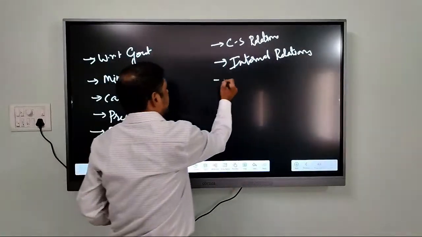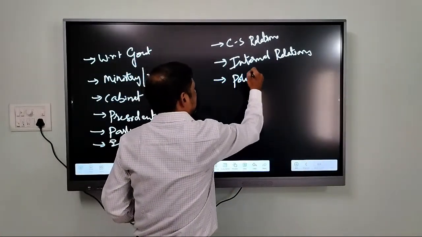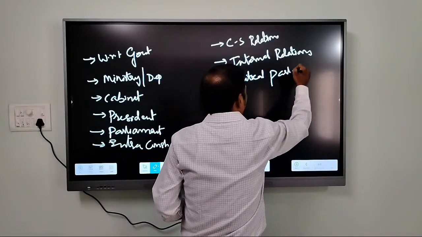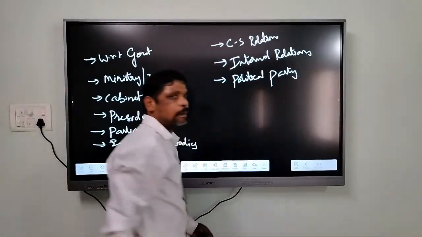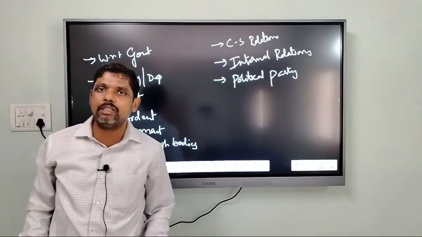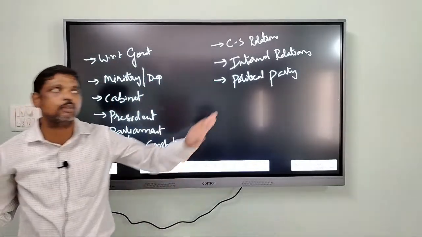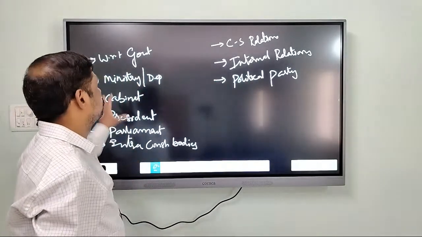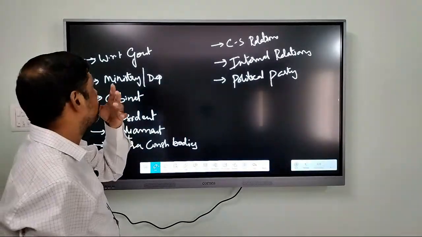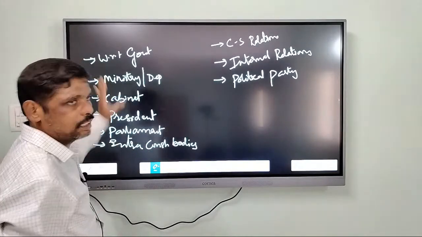And with respect to his own political party. Even before being Prime Minister, he is a member and also the leader of the political party. So definitely the Prime Minister has a role with respect to the political party. So these are different heads where we can see the roles of the Prime Minister.